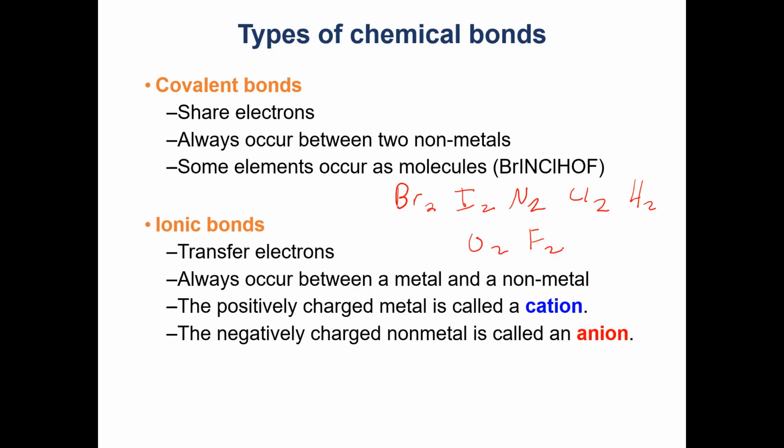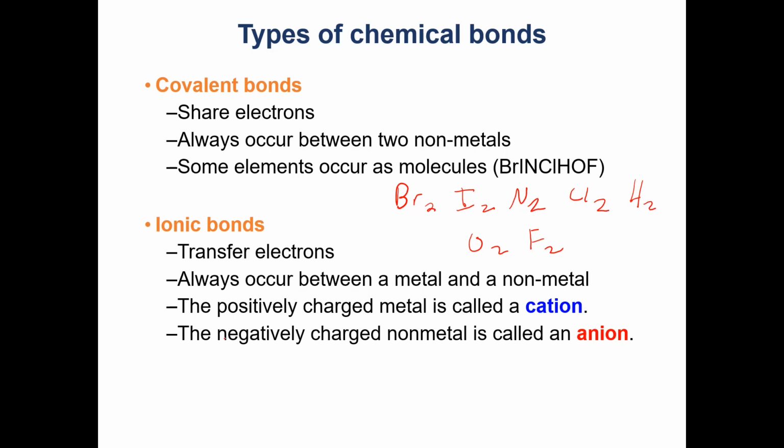Ionic bonds are bonds in which the electrons are transferred from one element to another. So ionic bonds occur between a metal and a nonmetal. The metal is the one that gives up its electrons. It becomes positively charged. We call that one a cation. A nonmetal is the one that takes the electrons. The nonmetal becomes negatively charged, and we call that an anion.